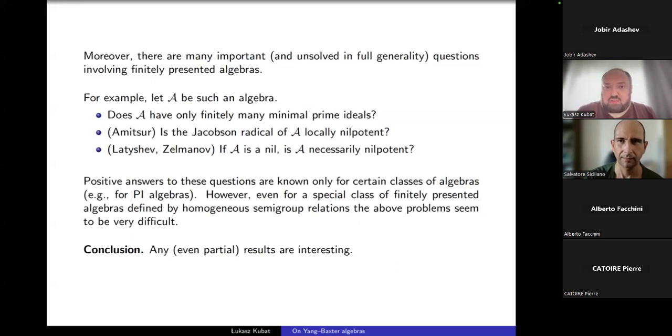Positive answers to these questions have been known for a long time for commutative algebras, and in a somewhat more general context for algebras satisfying non-trivial polynomial identities. But in general, even if we restrict to very special subclasses of finitely presented algebras defined by homogeneous semigroup relations, which means semigroup algebras in which the relations are of the type that one word of fixed length is equal to another word of the fixed length, the answers to the problems I mentioned and some other important questions are not known in general. So the conclusion is that if we have some natural class of algebras, partial results even for this class are important.